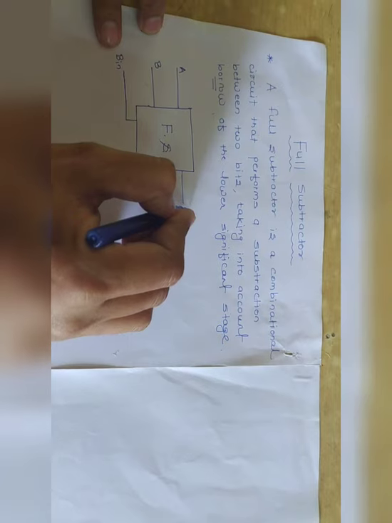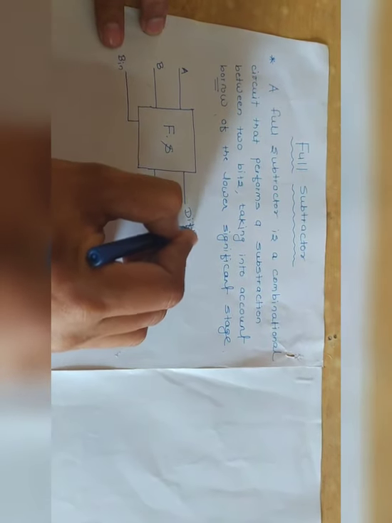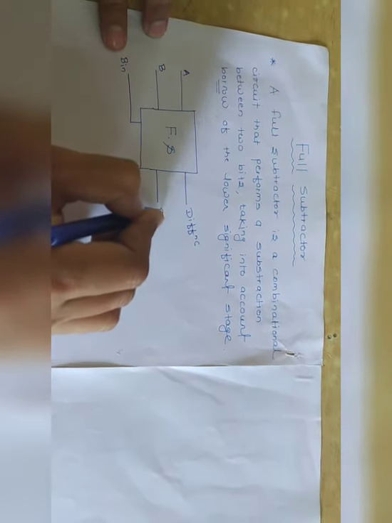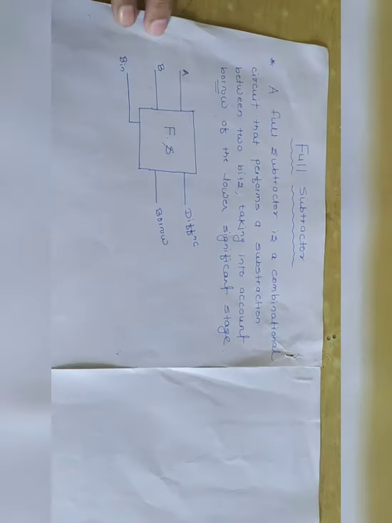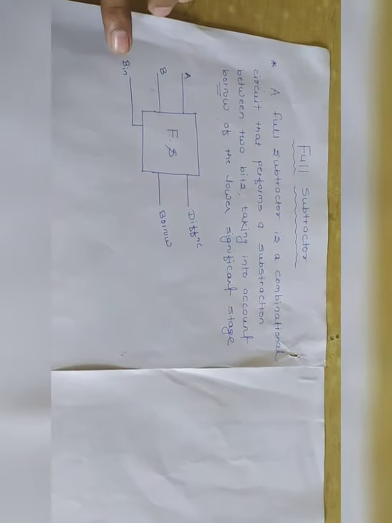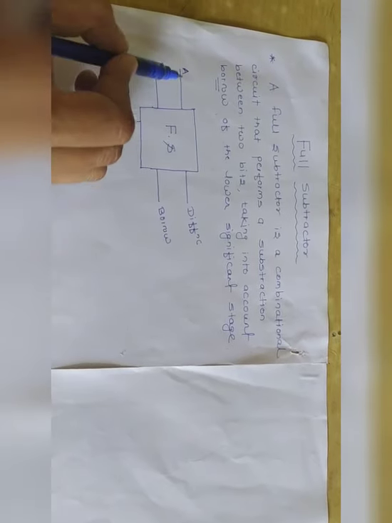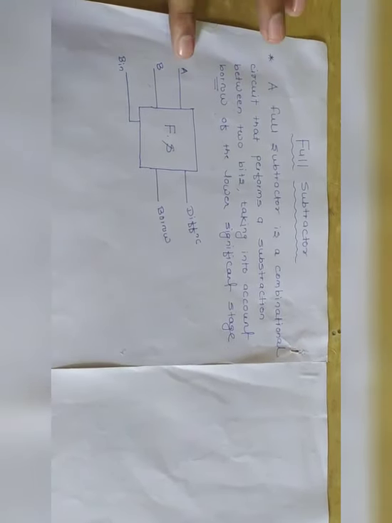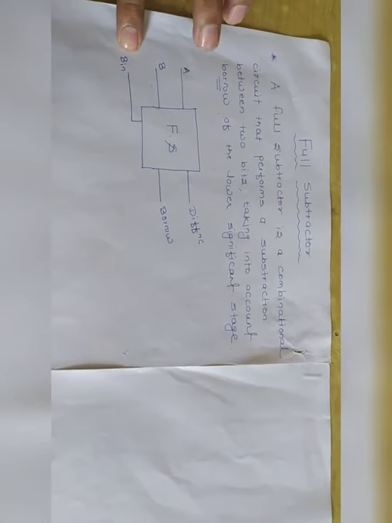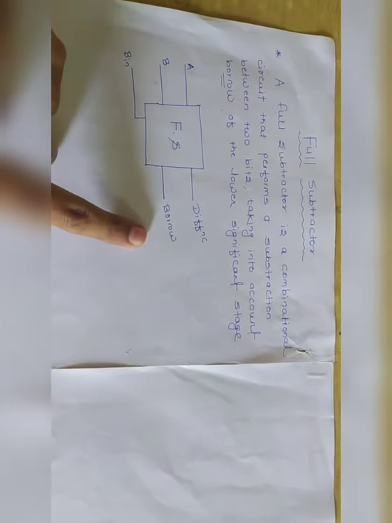Now these 2 are the outputs. The very first output is the difference, and the second one is the borrow. You can see this B in is the previous borrow generated by the previous stage. So it consists of 3 inputs, 1, 2 and 3, and 2 outputs, difference and borrow.